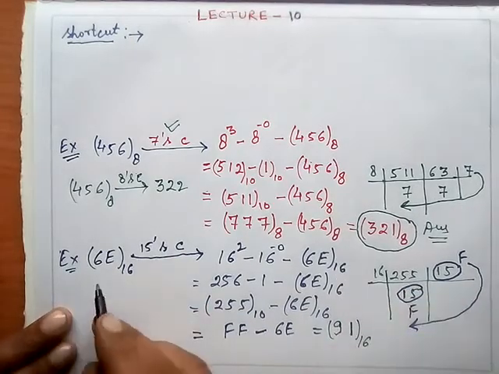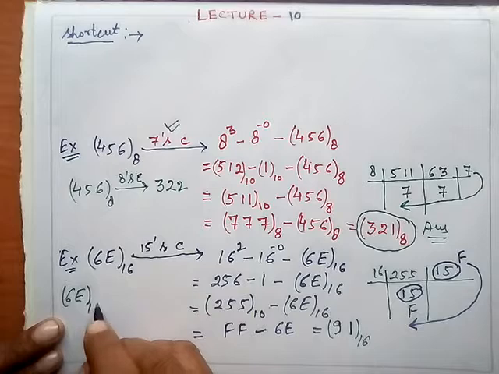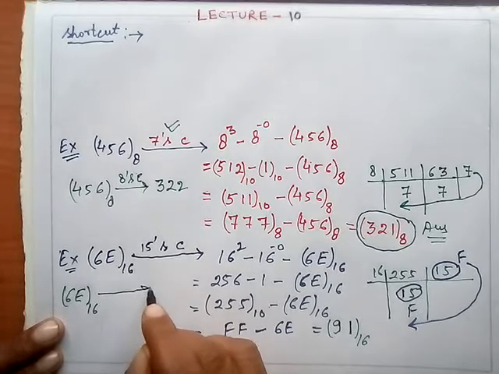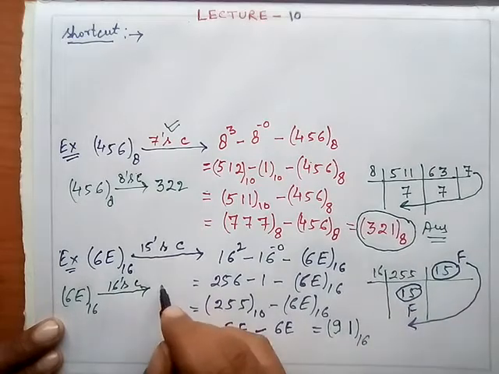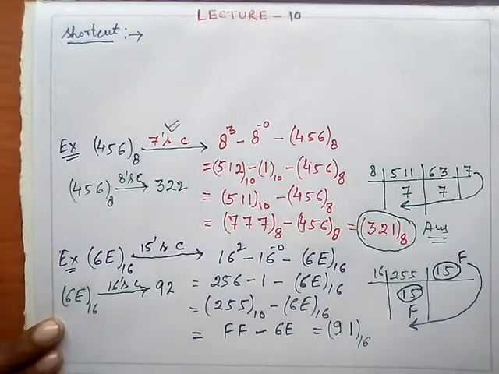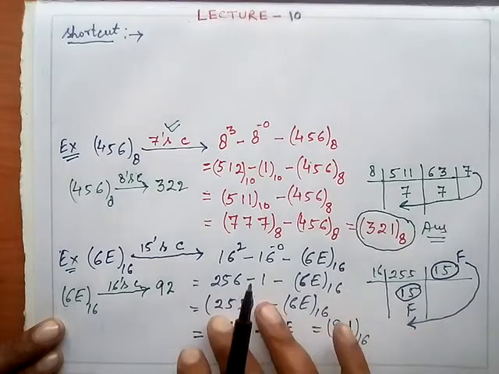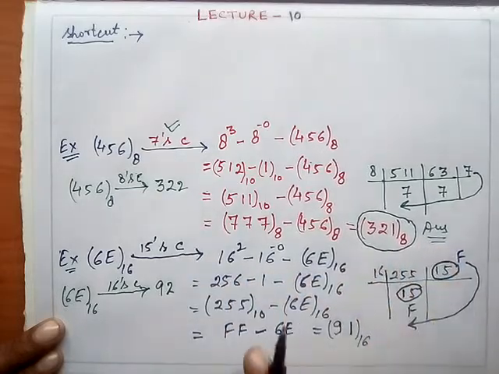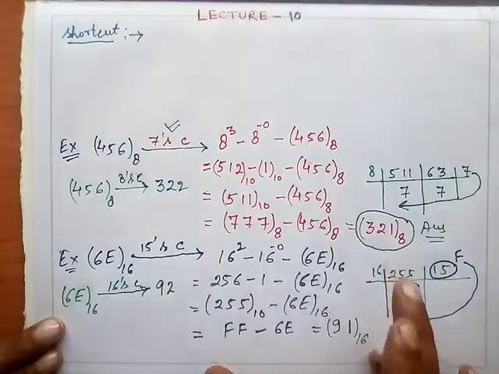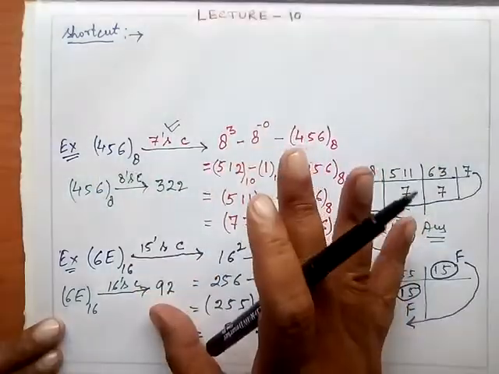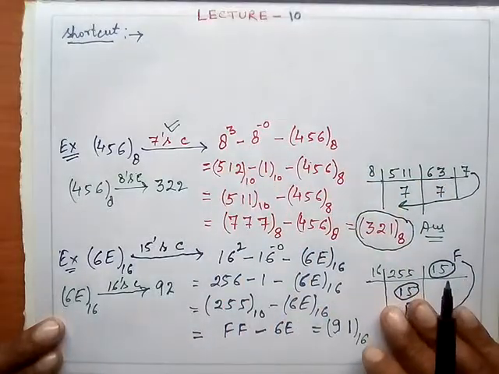And similarly, take the same number 6e. If I ask what is its 16's complement, I simply add 1 here, and it will be 92. You can cross check it. You apply the formula, and the fractional part will not be there, so it will be 256 minus this number. Find the corresponding hexadecimal of 256 minus this, and that results in 92. So this is how you calculate by applying the mathematical definition of the r's complement or r minus 1's complement of any number.